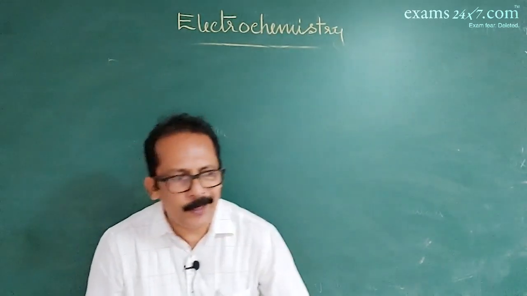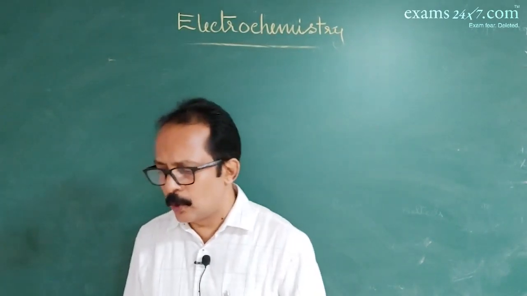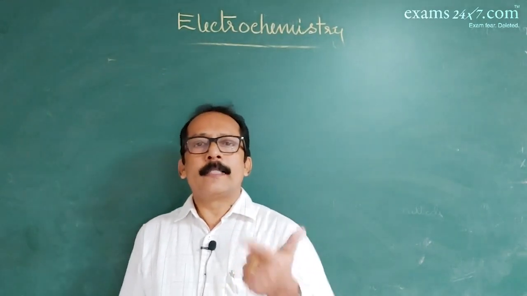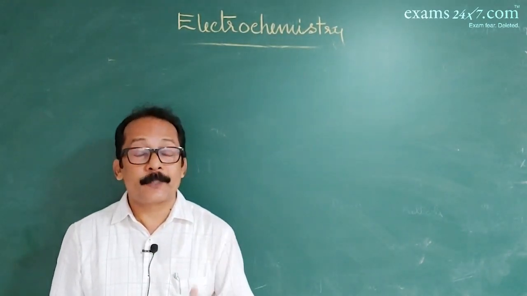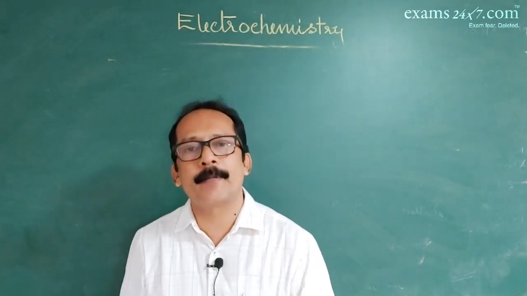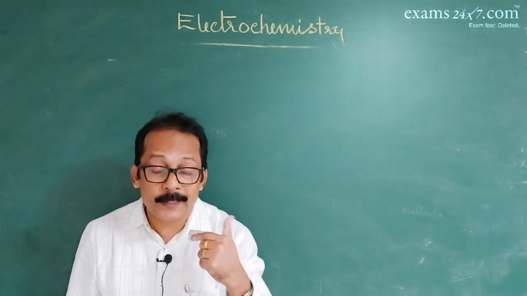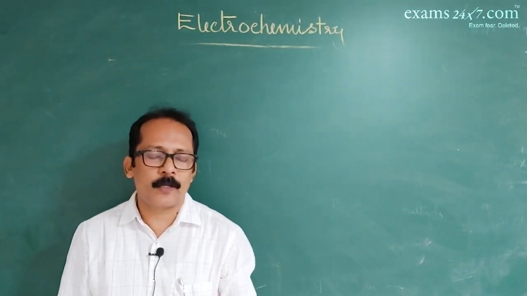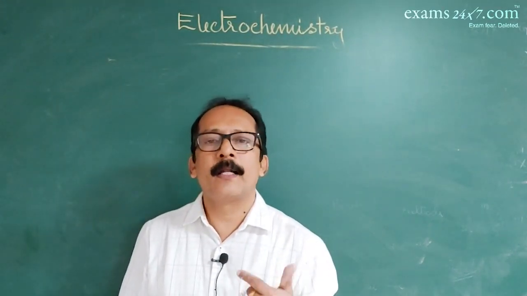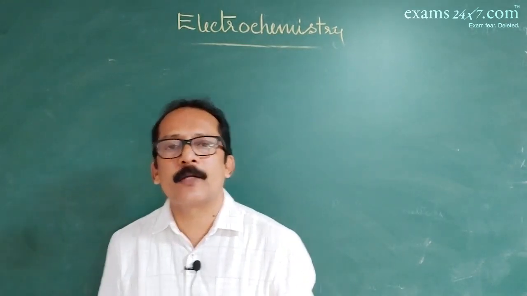Sodium is placed below hydrogen. Therefore, sodium on treating with water forms sodium hydroxide, liberating hydrogen. Zinc is placed below hydrogen, so zinc is more reactive. On treating with sulfuric acid, it liberates hydrogen. But copper is placed above the standard hydrogen electrode, so it is less reactive. Therefore, it fails to liberate hydrogen from dilute acid. So, this is about the applications of the electrochemical series.